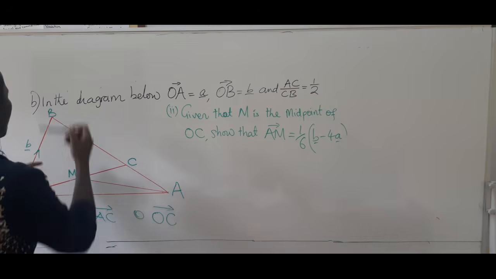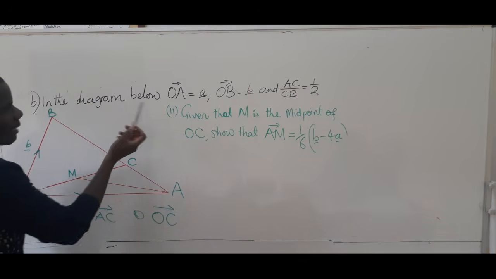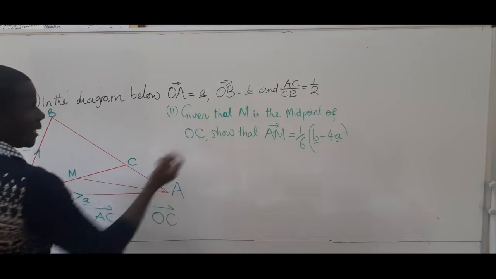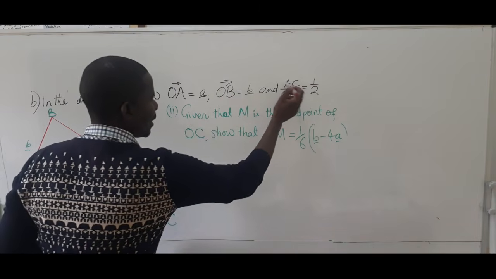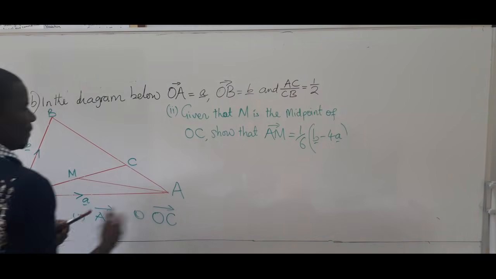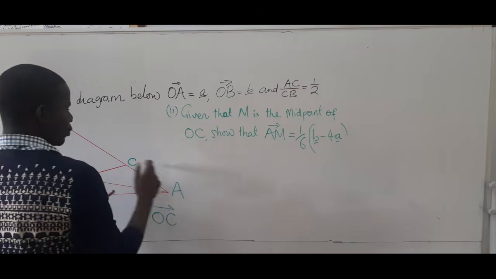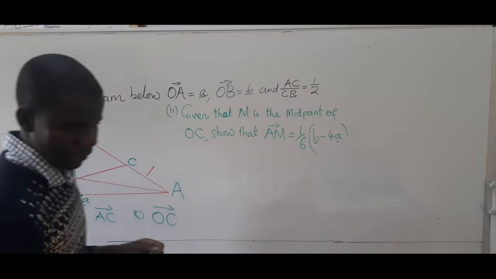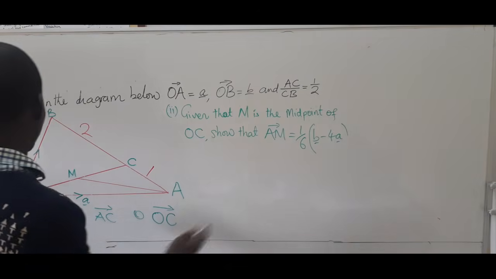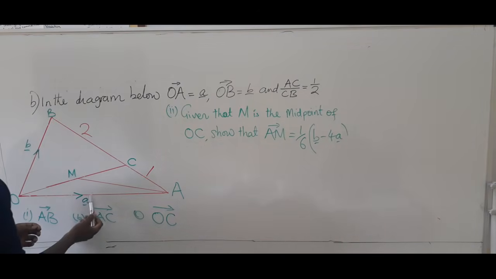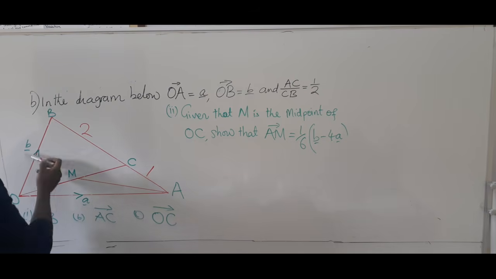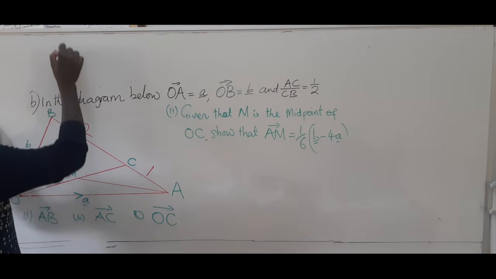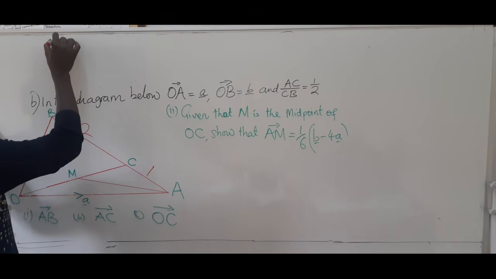So, question 3b. In the diagram below, OA is given by A, OB is given by B, then the ratio AC to CB, so this is 1 and this is 2. That's what that means. Then the first question is to express these vectors in terms of A and B.